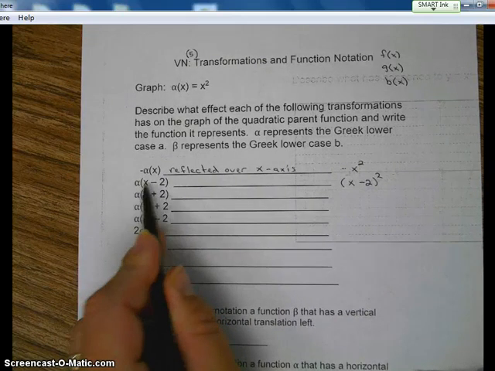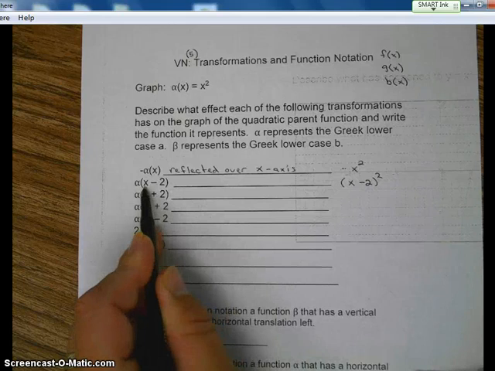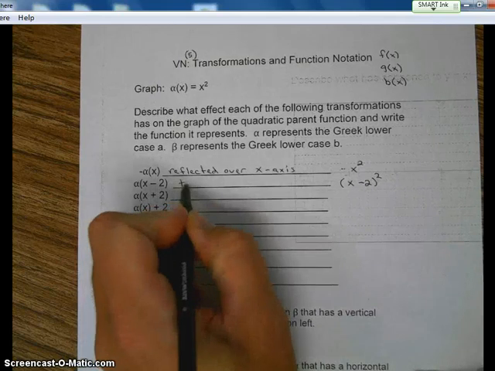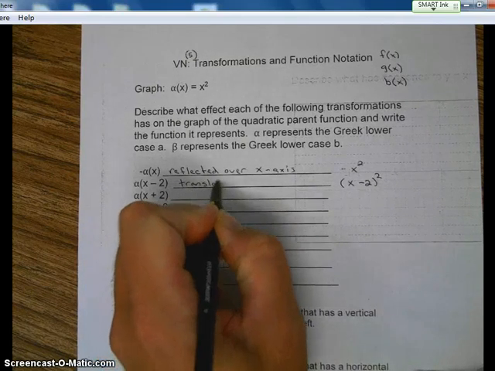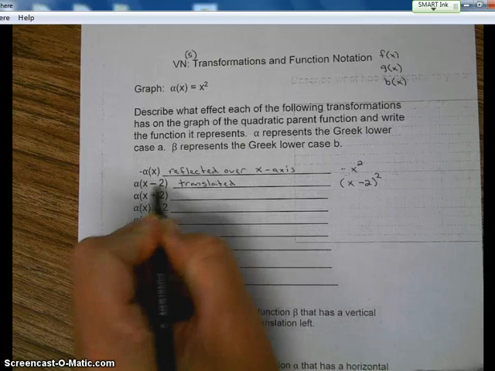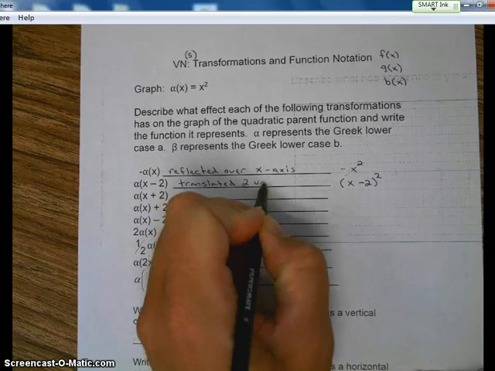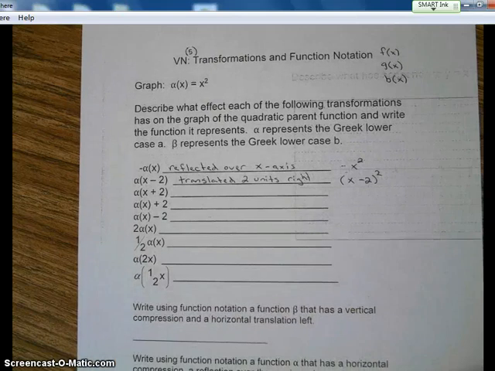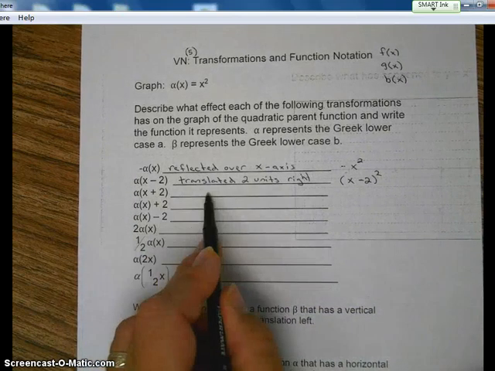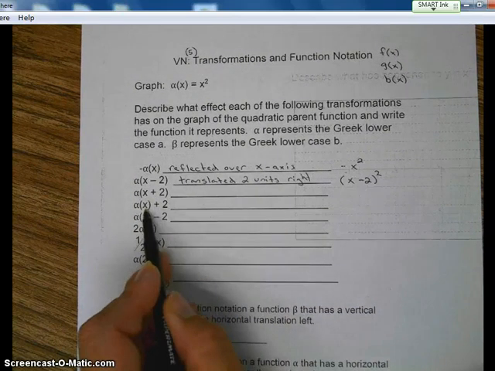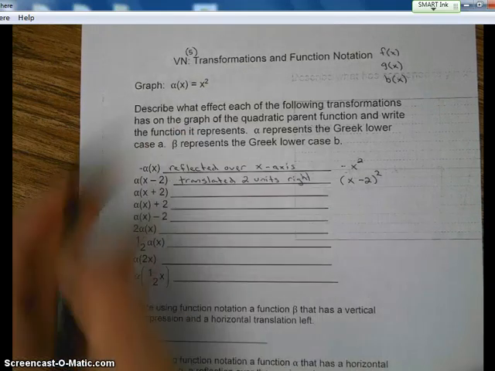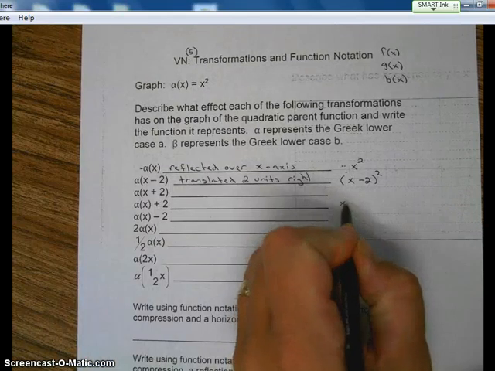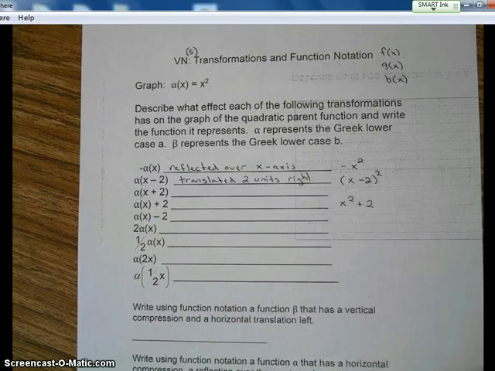Okay? So when you see this, we know that this is translated 2 units to the right. Okay, so I'll let you do that one. Now this would be the same thing as if we took the function alpha of x, which is x squared, and added 2 to it. So that would be the same thing as this.